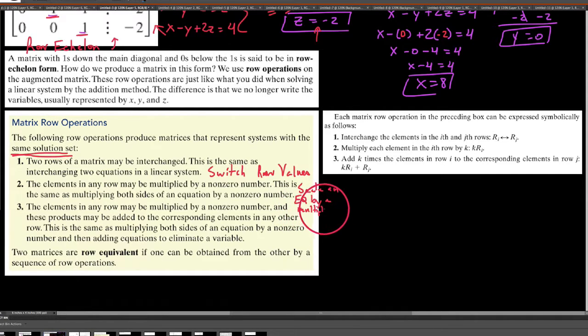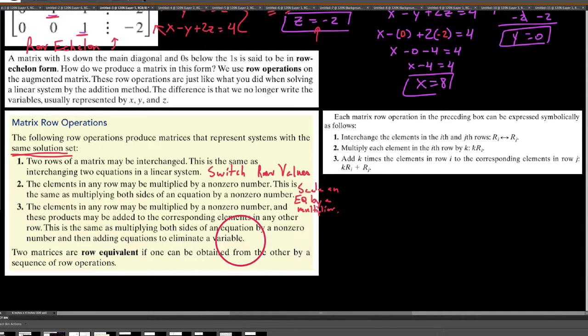Okay, we call that actually a scalar, but we can take a whole equation times a number and scale it up. And then the last move here, it says that the elements in any row may be multiplied by a non-zero number. So kind of like we just did, we'd say I could take everything times 2 or everything times a -2 or whatever I want. But we'd say, and these products may be added to the corresponding elements in any other row. This is the same as multiplying both sides of an equation by a non-zero number, as in number 2, but then adding that equation to eliminate a variable.